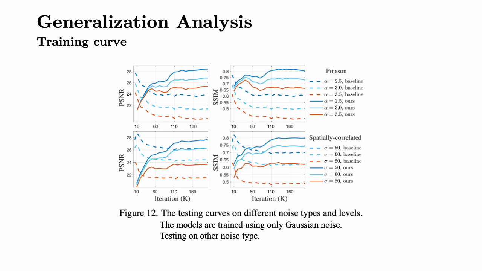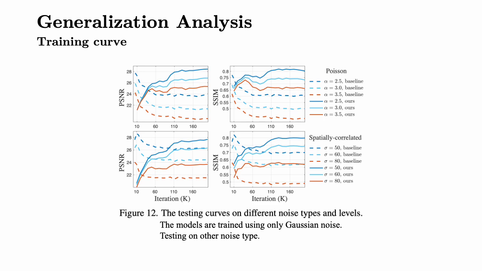This figure shows the training curves of the model with and without the proposed masked training. The models are all trained using only Gaussian noise. The baseline method has a significant overfitting problem. The performance of our method gradually improves with training without overfitting.